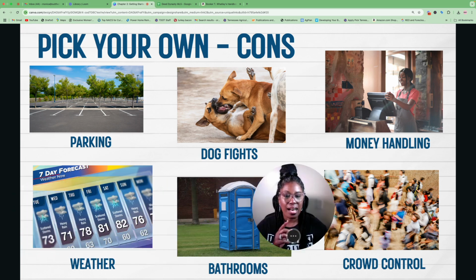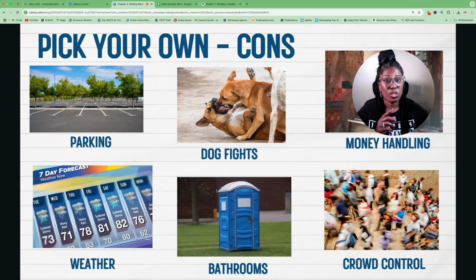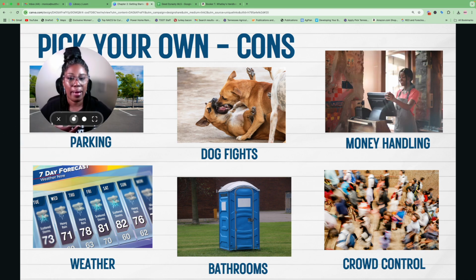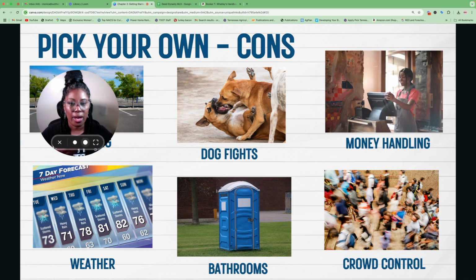Then the biggest con is the weather. The biggest threat to a pick your own operation is the weather. You can't control the weather. No one can control the weather. And if the weather is not good, people are not going to come out to your farm unless, of course, you've got shelter, right? And even then, they may not come out.